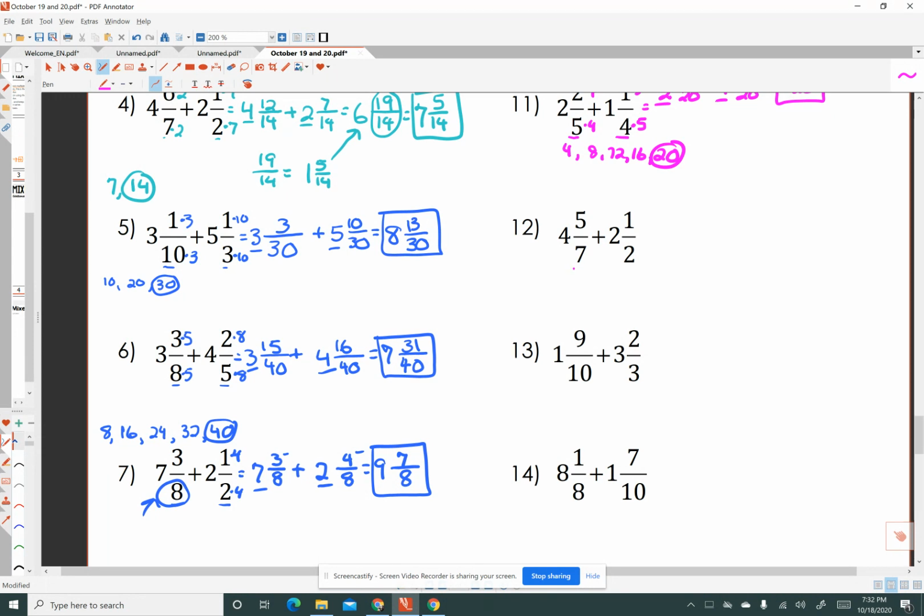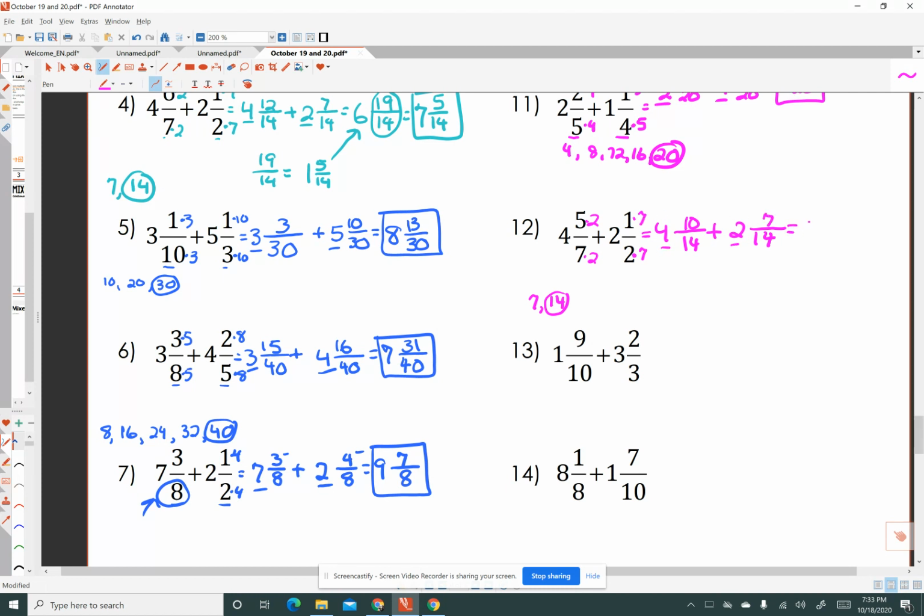So let's look at the multiples of 7. 7, 14. Well, 14 is an even number. That's also a multiple of 2. 2 is a factor of 14, so 14 will be our new denominator. So we will have 4. Now, how many 14ths? Well, 7 times 2 is 14. 5 times 2 is 10. Plus 2, and again, how many 14ths? Well, 2 times 7 is 14. 1 times 7 is 7.